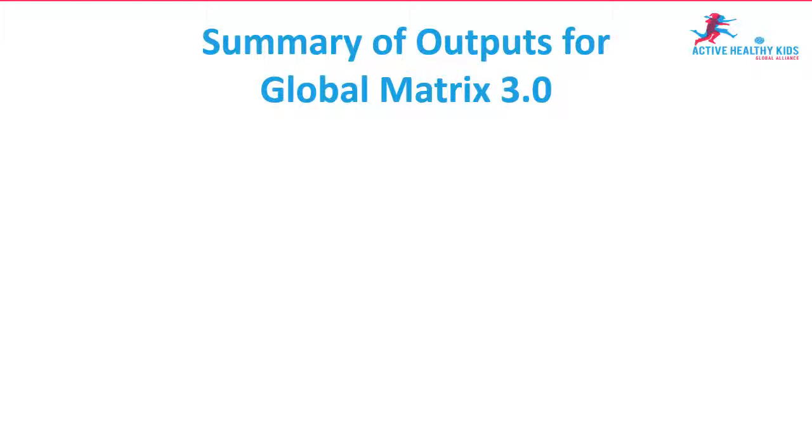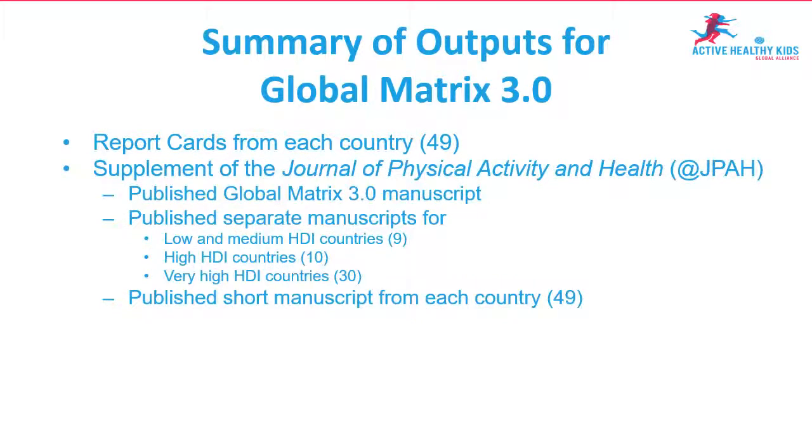So a summary of the outputs from the Global Matrix 3.0. There were report cards from 49 countries. There's a supplemental issue of the Journal of Physical Activity and Health, which contains the published Global Matrix 3.0 manuscript, as well as separate manuscripts focusing on just low and medium HDI countries, just high HDI countries, and just very high HDI countries. There were also published short manuscripts from each of the countries, 49 of them.